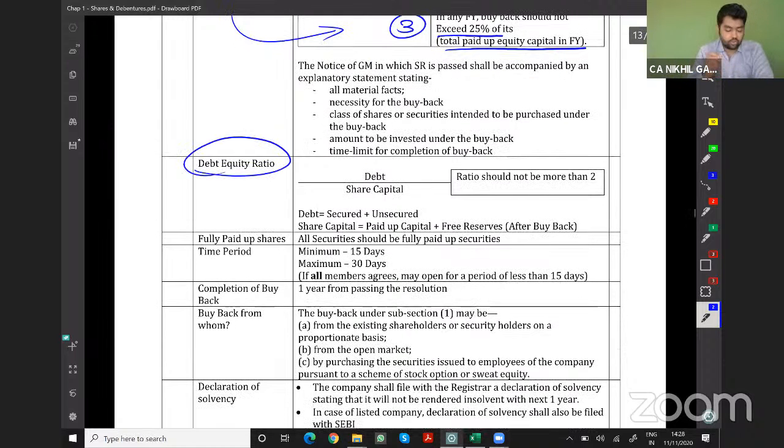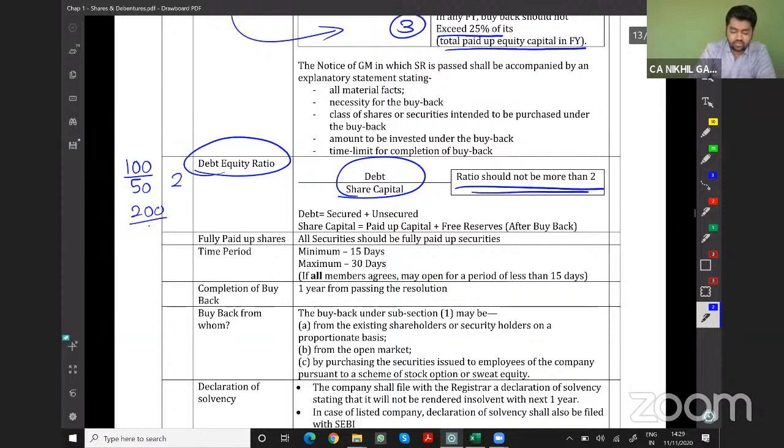Debt to equity ratio. In simple words, it means your total loan divided by your share capital. The ratio should not be more than 2. If my loan is 100 and my equity share capital is 50, the answer is 2. Up to 2 is allowed. If my loan is 200 and my equity is 50, 200 divided by 50 comes to 4. Buyback is not allowed then.